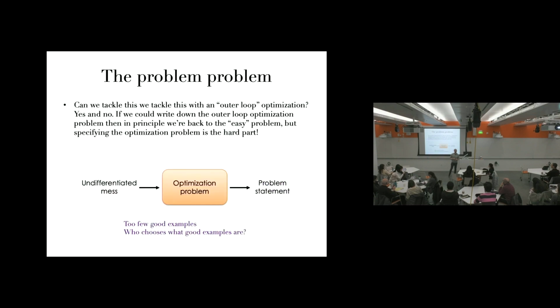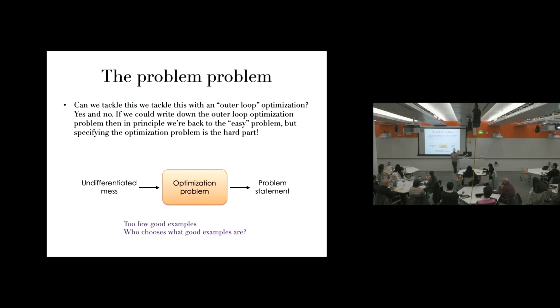So we can think about this as a kind of outer loop, or one way you might approach it naively is a kind of outer loop optimization. Can we take this problem and turn it into another optimization problem? So maybe we could try to write down the outer loop optimization where we have an undifferentiated mess, and you define an optimization problem where the problem is basically to spit out a problem. So how do you do that?